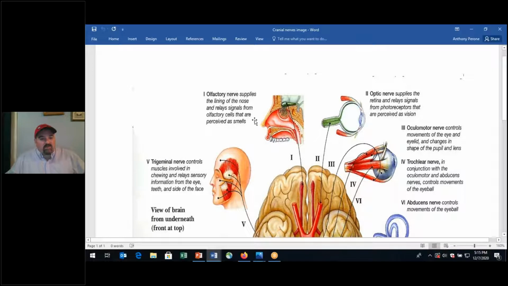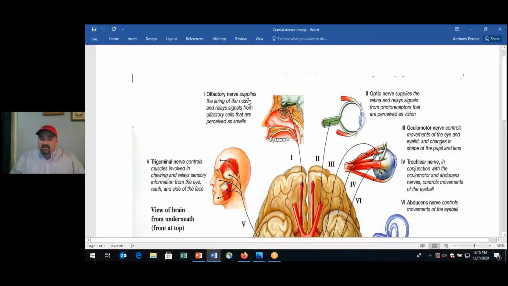So cranial nerve number 1 for your sense of smell. You'll see here that we have this olfactory bulb, and we're going to be penetrating through what would be the cribriform plate of the ethmoid bone. Remember, we've seen this bone, we've seen this area of the bone when we were in lab, as far as removing the calvarium, the skull cap, and we looked at the anterior cranial fossa, and we saw the cribriform plate of the ethmoid bone. This is where the olfactory nerve supplies the lining of the nose and relays signals from the olfactory cells that are perceived for your sense of smell.